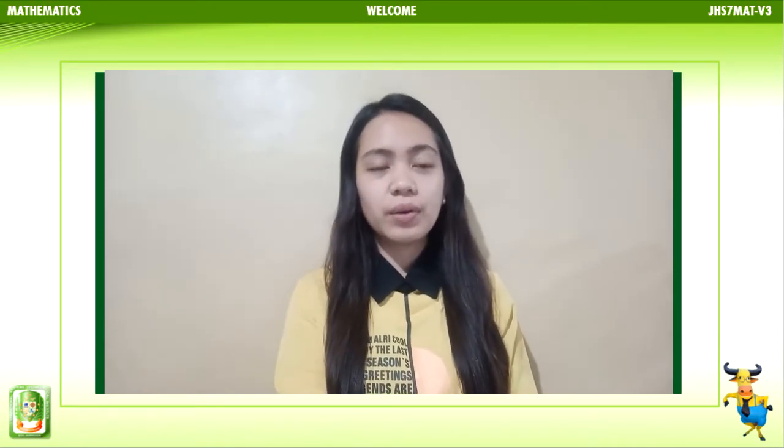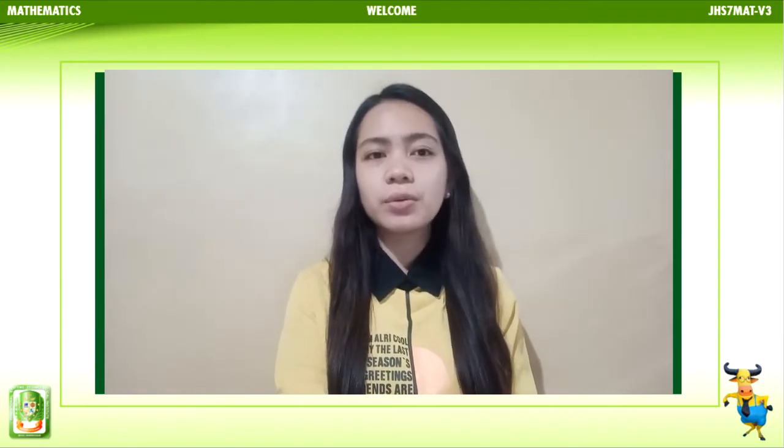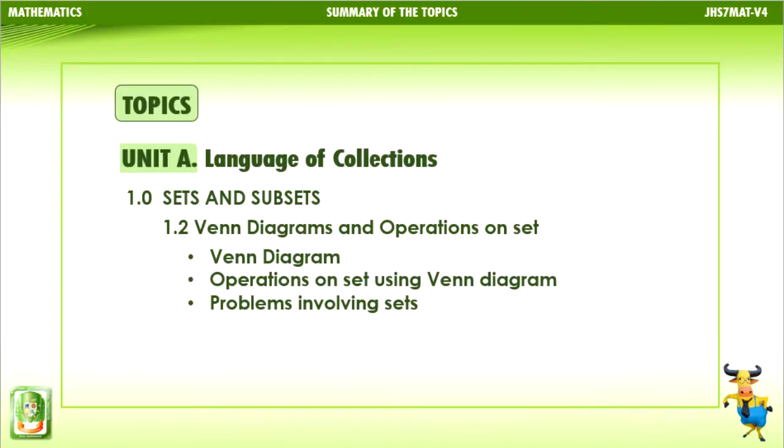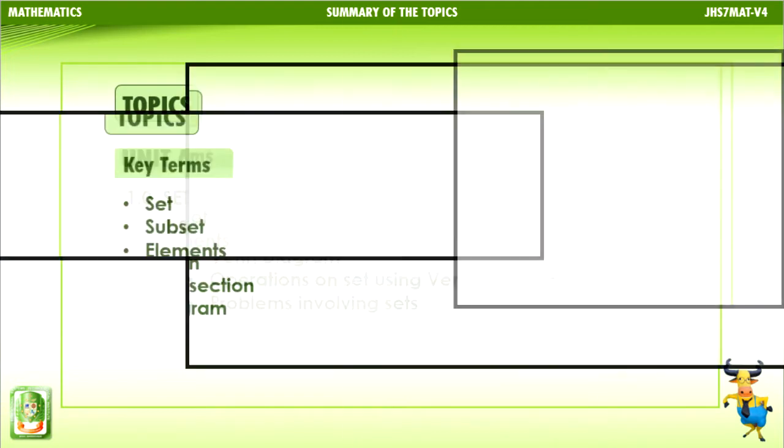Guys, I am Teacher Carla, and for today, we will be learning about operations on sets using Venn diagram. Keep your math notebook with you and be sure to take down notes. Second part of Unit 1, Language of Collections. Today we will still be learning about sets and subsets, specifically, the different operations of sets using Venn diagram.